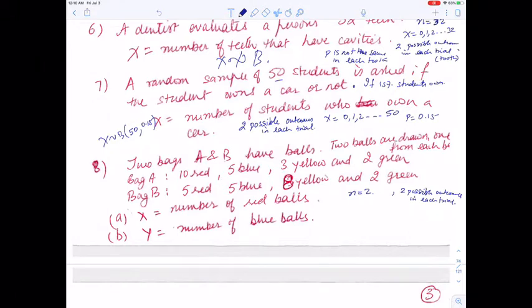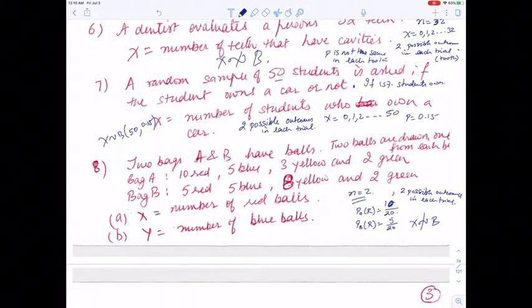Now, is the probability of success the same in each trial? The first bag, A, probability of red is 5/20, or sorry, 10/20. Probability of red in bag B is 5/20. So the probability of success is not the same in both the trials, the 2 trials, right? So X will not follow binomial distribution.